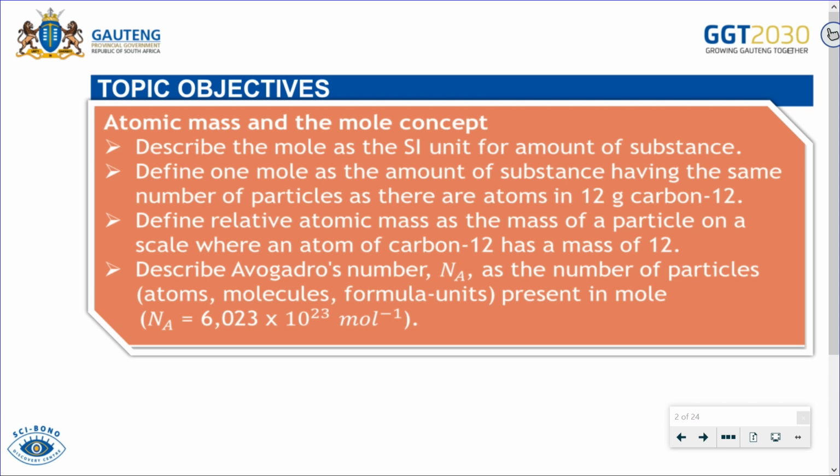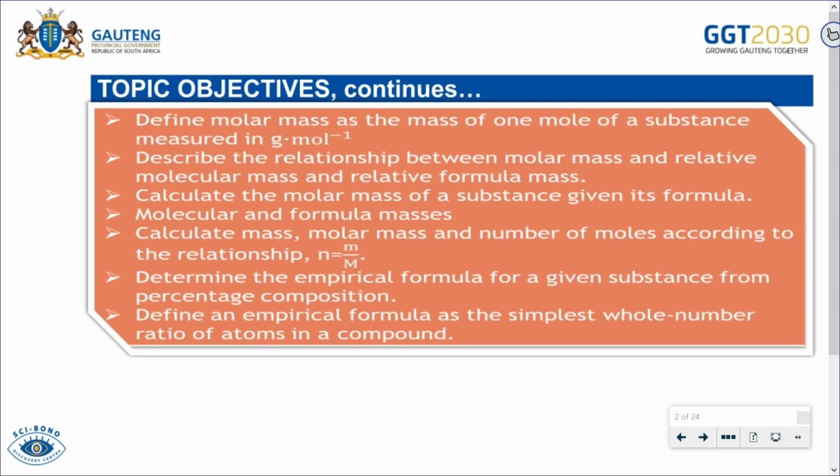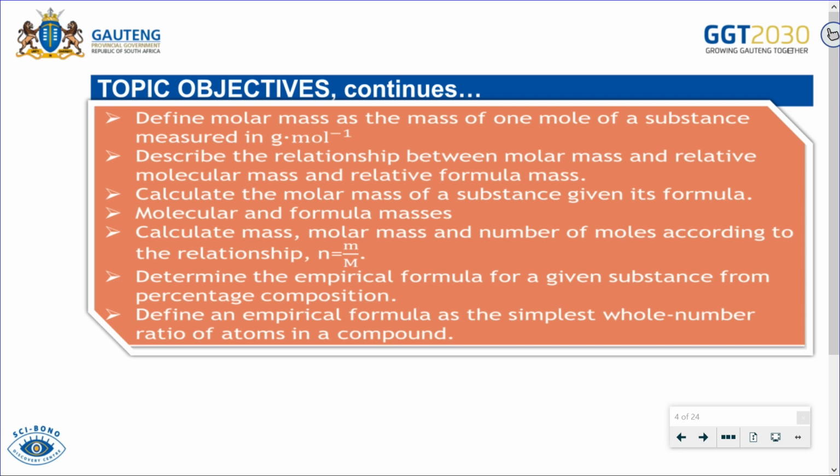We did touch on atomic mass and the mole concept last week: describing the mole as the SI unit for the amount of a substance, defining 1 mole of a substance, defining the relative atomic mass, describing Avogadro's number, defining the molar mass, describing the relationship between molar mass, relative molecular mass, and relative formula mass, molecular formula and formula masses, and calculating mass, molar mass, and number of moles using the equation n equals mass over molar mass.